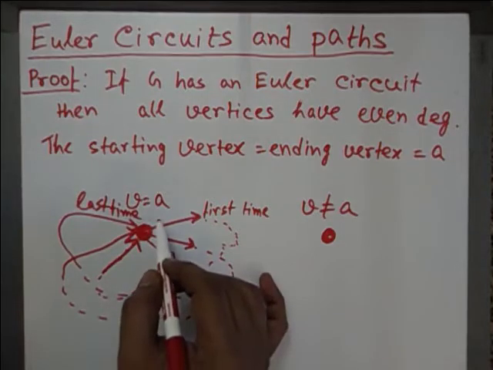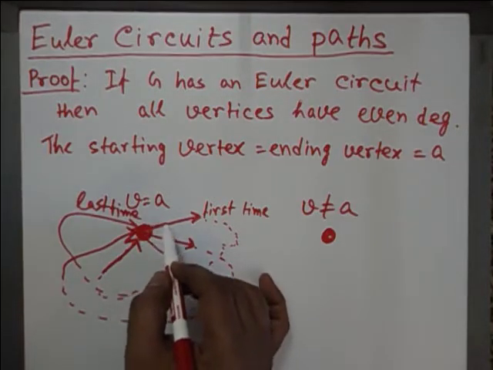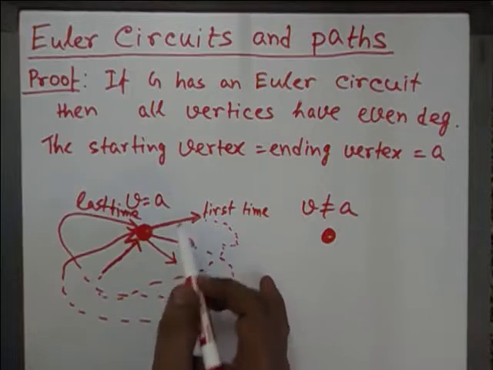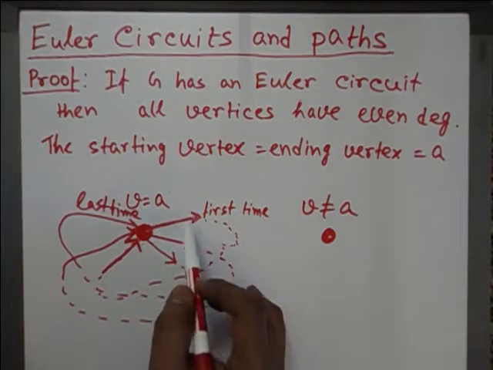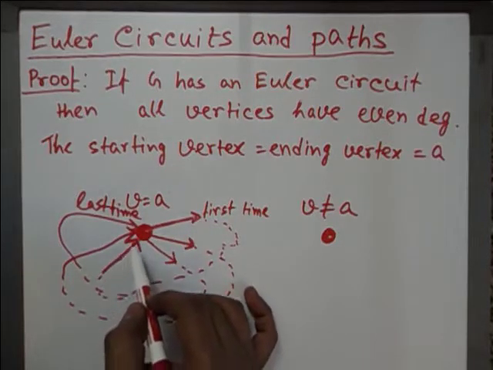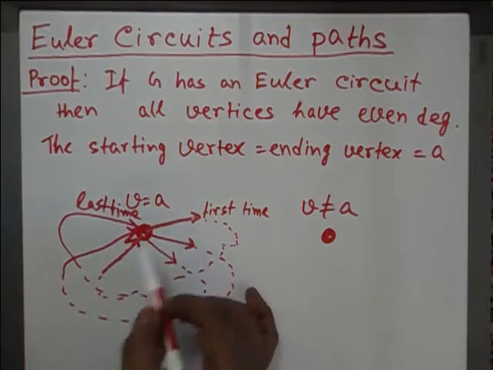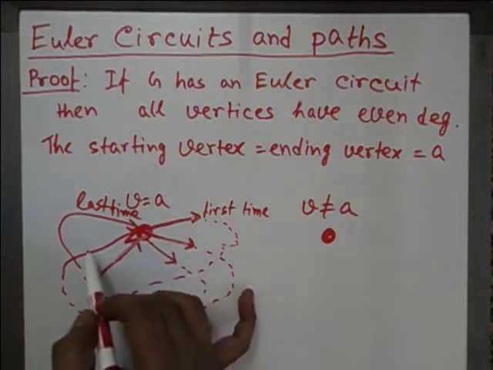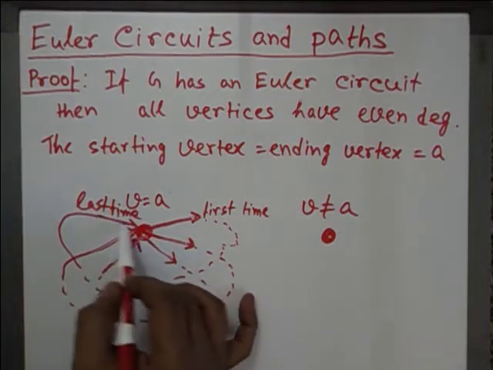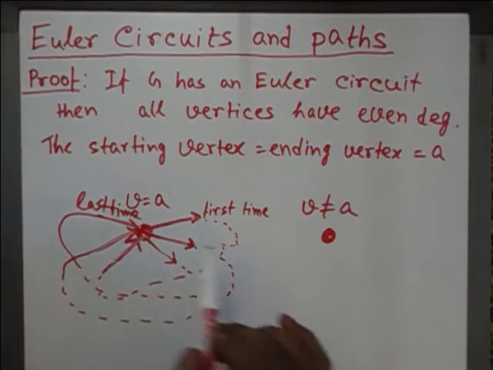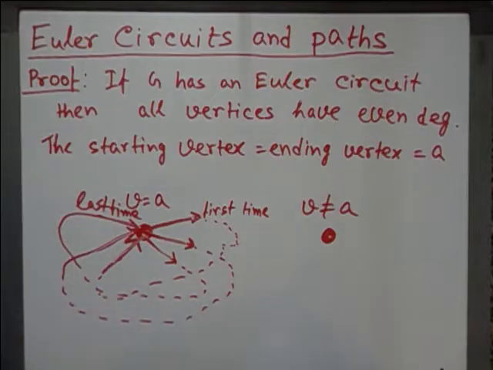Now you see that each time you get out using an edge, there is another edge using which you get in. So in, out, in, out, in, out, in. Each time you get out, you have one getting in. So even degree.